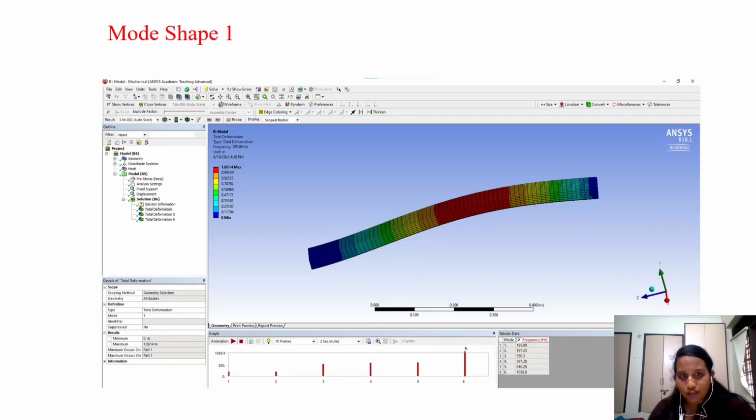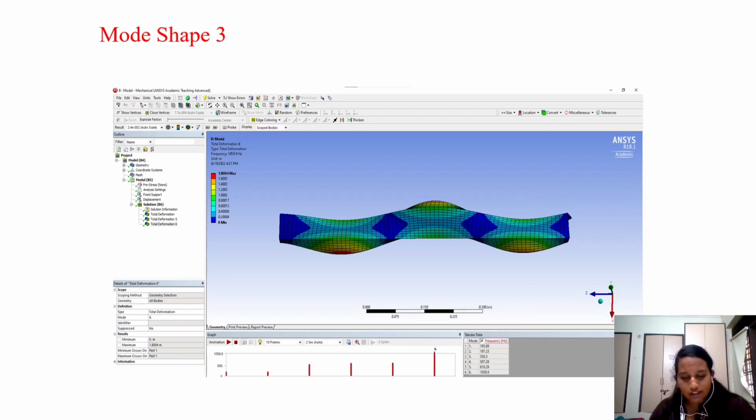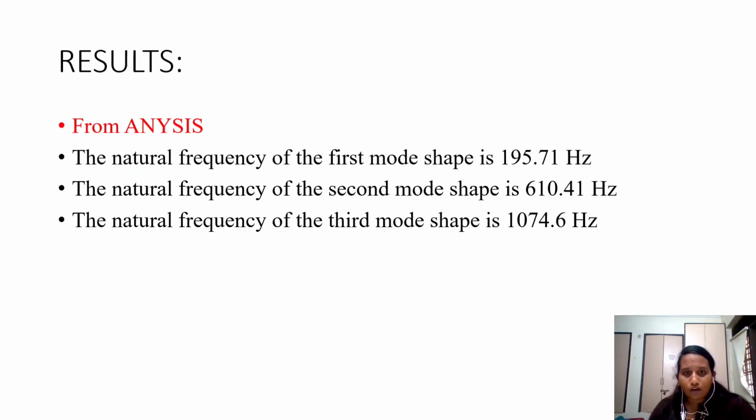This is my first mode shape of my structure, having a natural frequency of 195.71 hertz, the second natural frequency of 16.41 hertz, and the third natural frequency of 1074.6 hertz. These are the mode shapes I have obtained from my structure through the ANSYS software. These are the results I have got, the first, second and third.